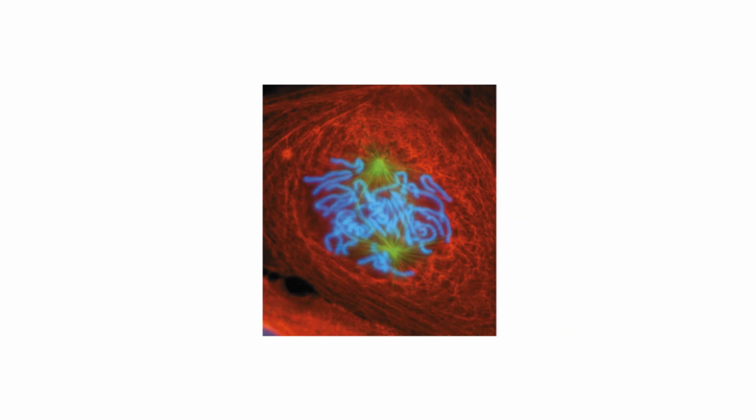Here we can clearly see the spindle poles, which are in green, and how the spindles themselves are reaching out to grab onto the chromosome. It's kind of cool.